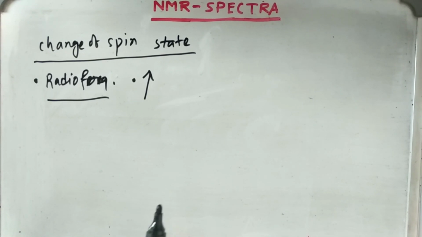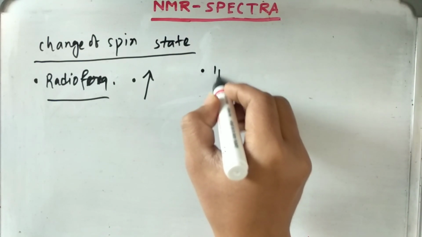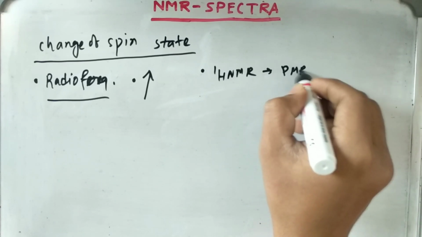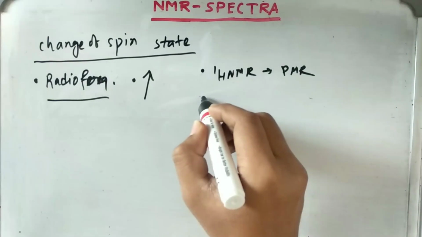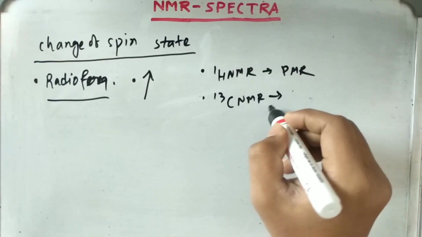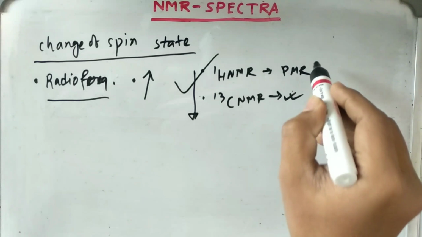First, let me tell you about the types of NMR spectroscopy. There are two types. First, 1H NMR, which is also called PMR, that means proton NMR spectroscopy. Another is 13C NMR spectroscopy. Some other NMRs are present, for example fluorine and phosphorus, etc. But in this video I will be discussing 1H NMR or PMR spectroscopy.